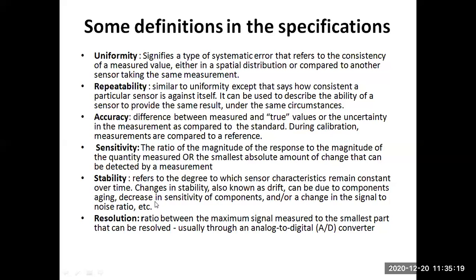Then comes the resolution. It is the ratio between the maximum signal measured to the smallest part that can be resolved. Usually in conjunction with the A to D converter, that is the analog to digital converter, we also say that each bit signifies how many millivolts or volts. Typically, it's millivolts. So it signifies the smallest possible measurement, and that is, again, as I mentioned, the ratio between the maximum and the smallest that can be resolved.